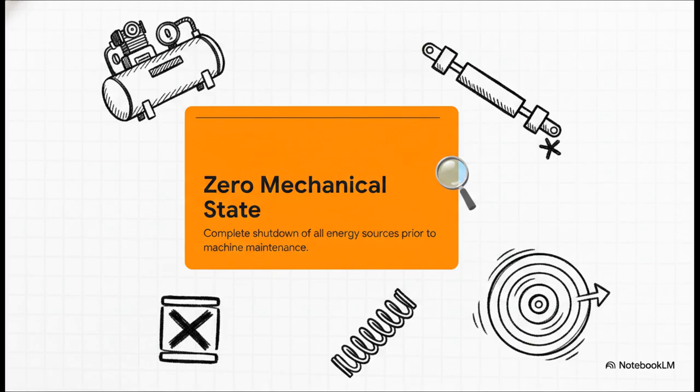What does that mean? It means a complete 100% shutdown of all energy sources prior to any maintenance. We're talking absolutely no pneumatic pressure, no hydraulic pressure, no electrically charged capacitors, no spring tension, and zero kinetic energy left over from a spinning flywheel before you ever reach into that machine.